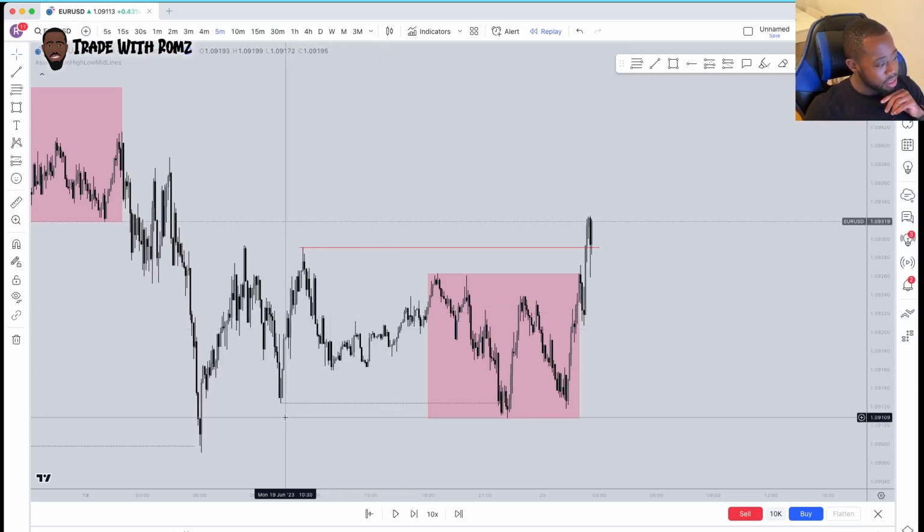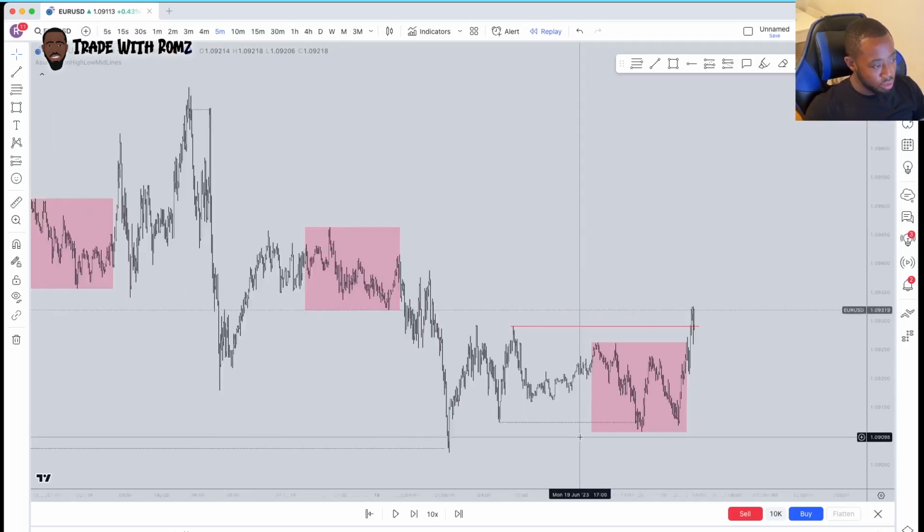So I was looking at this, I saw this low had been swept, and then it had created a market structure shift. It had come back down, and then this low again was respected by this low. And then we created and we broke structure. So now it's like, okay, so where are we going? Where's the actual draw on liquidity, right?